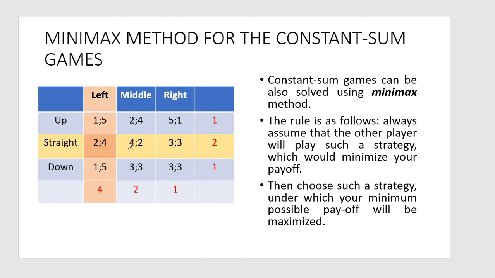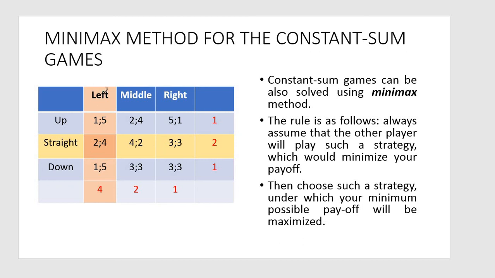Okay, consider this game. This game is a constant sum game. In each cell, the sum of payoffs is equal to 6. That's why we can apply the minimax method. So if the first player goes up, the worst possible outcome for her is 1 when the second player goes left. So we have it here. If she goes straight, the worst possible outcome is 2. If she goes down, the worst possible outcome is 1. So the first player has to choose straight because under this strategy, her worst possible outcome is actually maximized.